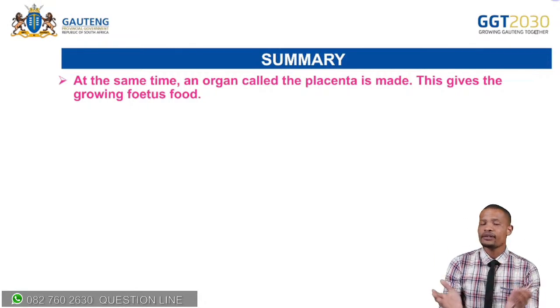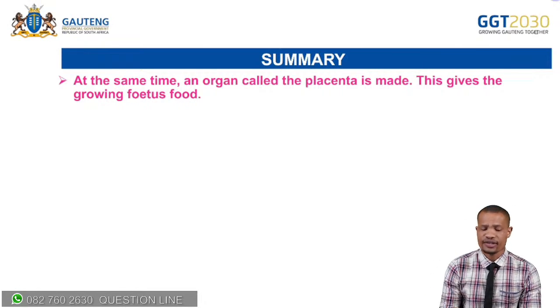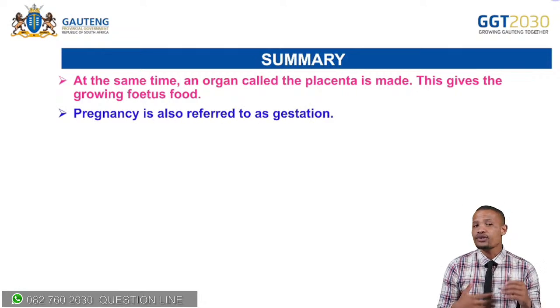Then you're going to have the placenta being made and an umbilical cord which connects the baby to the placenta. And we said the placenta gives the baby what? Food, water, and oxygen. And it takes away waste material from the baby. And this waste will be what? Carbon dioxide. So pregnancy is also known as gestation.